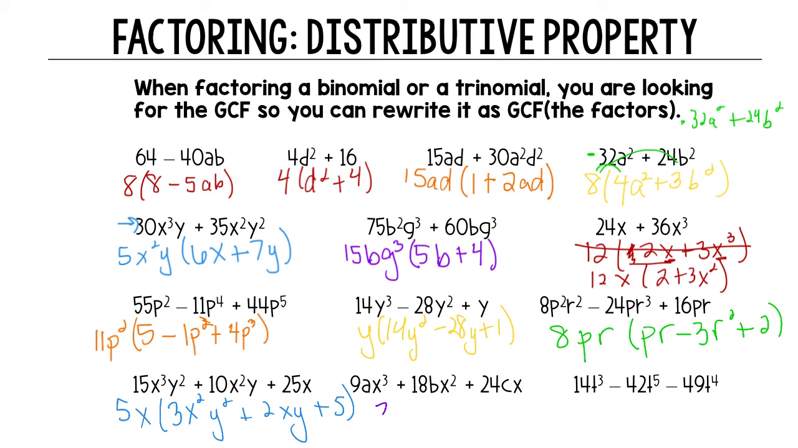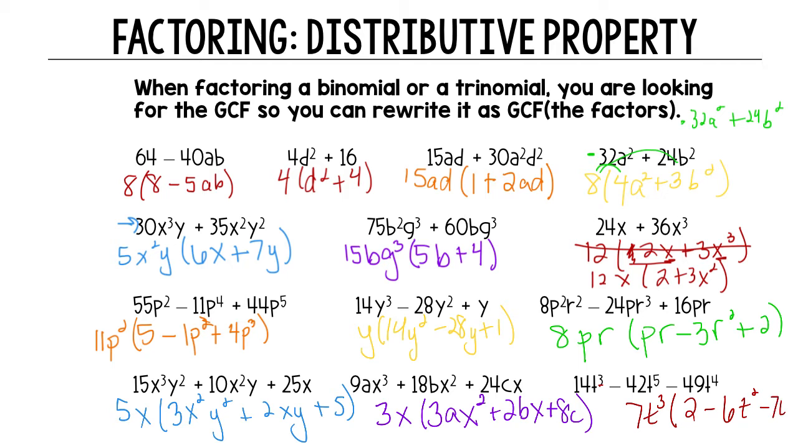We can factor 3 out and an x. We've got 3ax squared plus 2bx plus 8c. And there's one more. Let's see, 14, 42, and 49 can factor out 7. And 3 t's. T cubed is our lowest exponent. So we're left with 2 minus 6t squared minus 7t. And that's it. We did it.